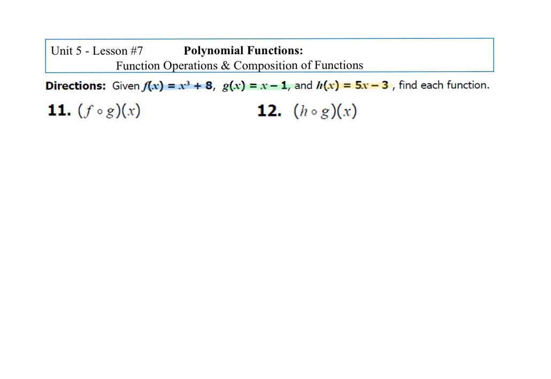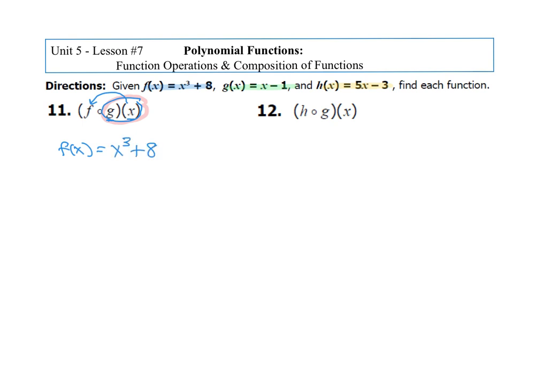Number 11 is read f of g of x, and it does look like fog. A lot of times I call these fog and goff and hog, but those are just nicknames. So what we're going to do is circle this g of x function. That g is closest to x. That's my second function. It goes inside my first function, f. So let's even write down those 2 functions. F of x is x cubed plus 8.